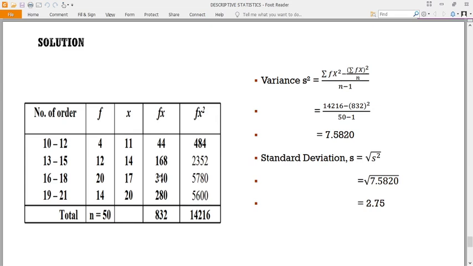This is f of x. So the total of f of x is the summation f of x. So where we have summation f of x, we are putting 832. This was for summation f x squared, but this is summation of f of x, squared. Then our n minus 1. So our variance is this, and our standard deviation will be the square root of variance, see?